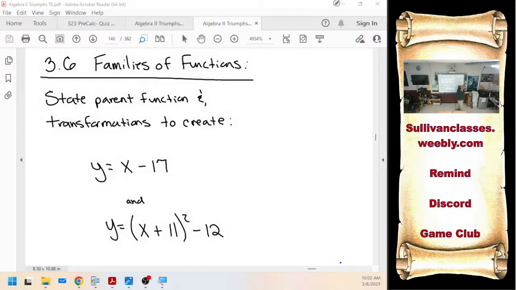Here you go. Daily check, somewhere in the back. You don't even have to graph them. You just tell me, for both of those, what's the parent function? What'd they do to it? What's the parent function? What'd they do to it? Okay? Should be pretty quick. Then have yourselves ready to go for 3-7.